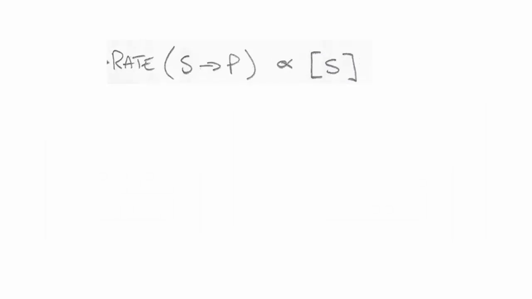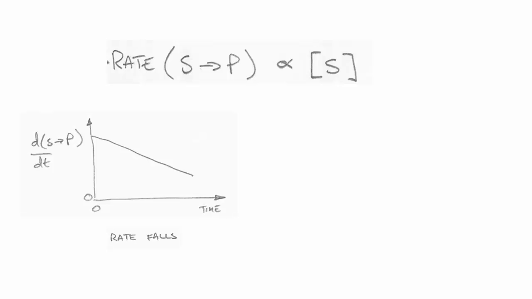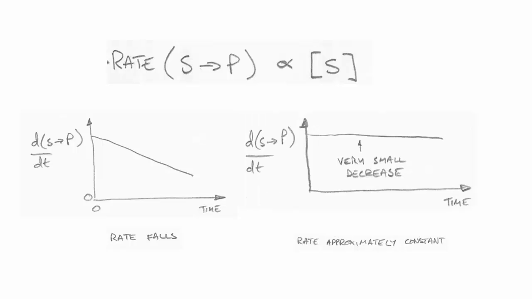And in this case, because the rate is proportional to the amount of substrate, in the first case we'd have a significant change in our rate, but in the second case, where our substrate is remaining approximately constant, the rate of the reaction is also going to stay approximately constant.